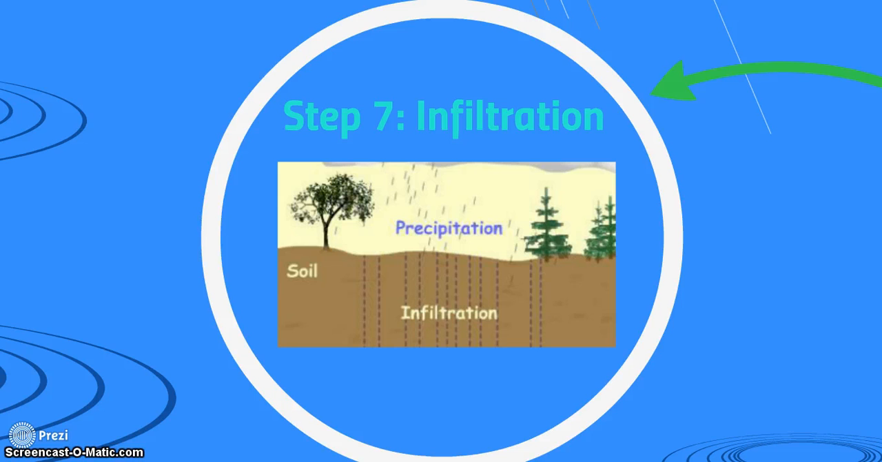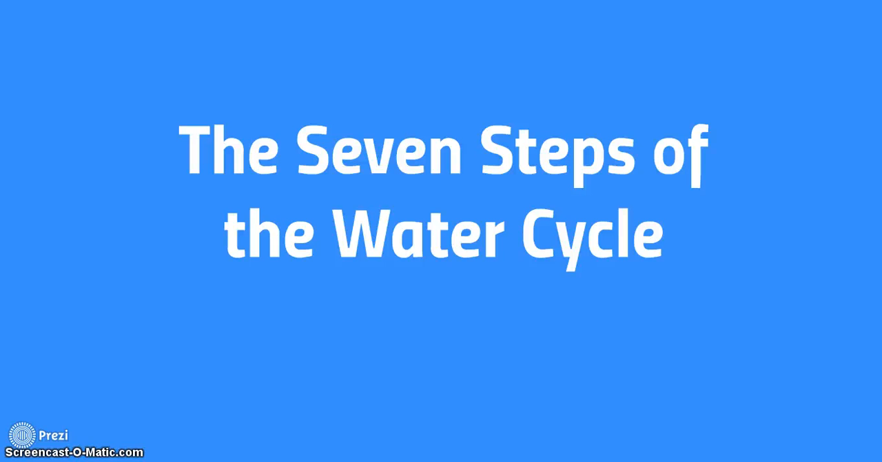Step 7. Infiltration. Some of the water that precipitates does not run off into the rivers and is instead absorbed by the plants or gets evaporated. It moves deep into the soil. This is called infiltration. These are the 7 steps of the water cycle.